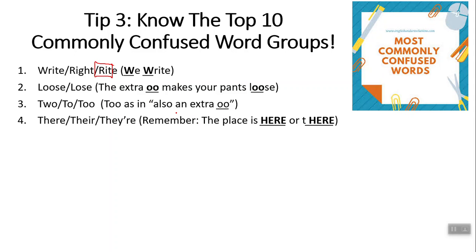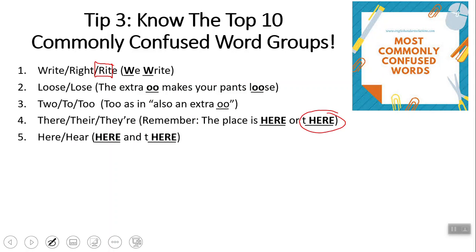There, their, and they're. We talked about the apostrophe before. The second thing is to remember the place is here or there. You can see where I've underlined this, just a T in front of here. So if you're looking for the place, spelled the same as here, but just with a T in front. The personal pronoun has "er" at the end, kind of like a person who would inherit. So their wealth.